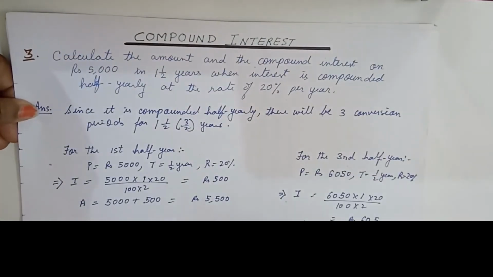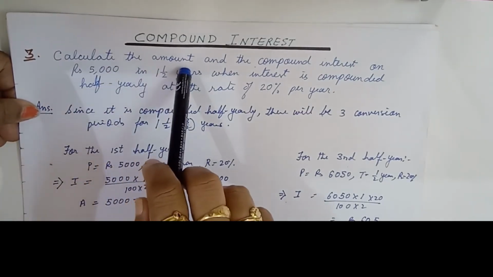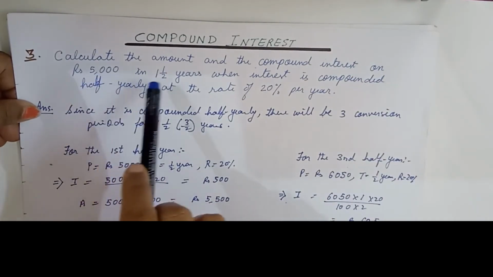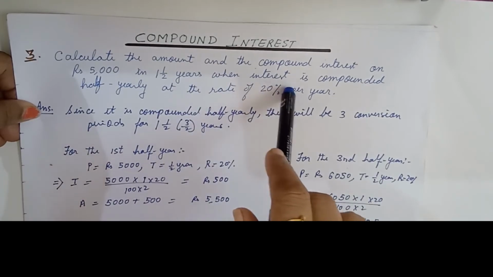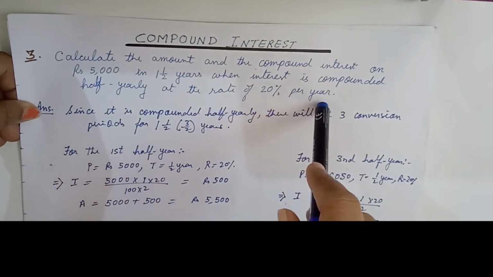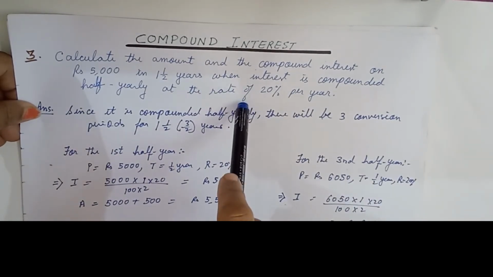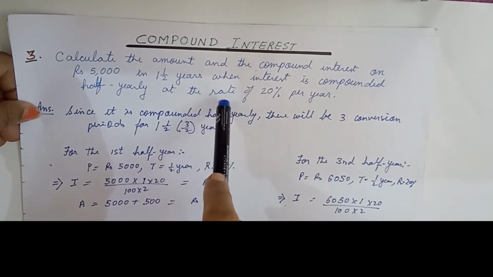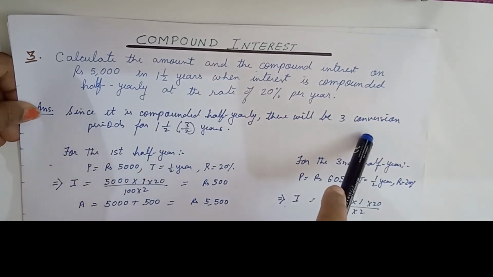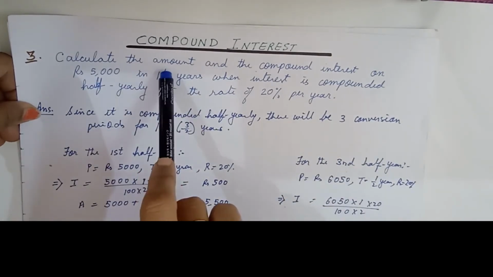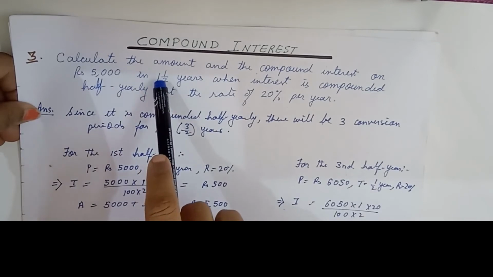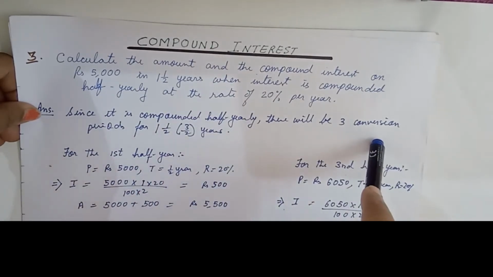Next question, number 3. Calculate the amount and the compound interest on rupees 5,000 in 1.5 years when the interest is compounded half yearly at the rate of 20% per annum. In this case, the compound interest is compounded after 6 months. So out of 1.5 years, there are 3 conversion periods. Had it been only 1 year, compounded half yearly would have been 2 conversion periods. It's 1.5 years, so half plus half plus half. There are 3 conversion periods.